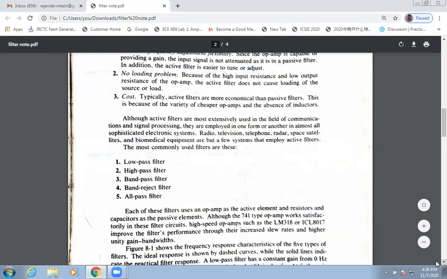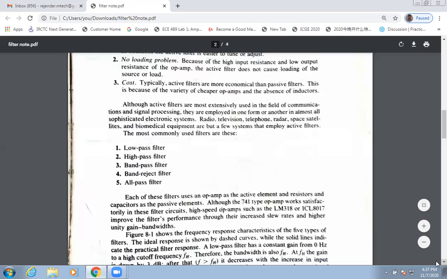Although 741 type op-amps work satisfactorily in these filters, high-speed op-amps such as LM318 or ICL8017 improve filter performance through their increased slew rate and higher unity gain bandwidth. So we can use a high-speed op-amp if we require better performance as compared to 741, which works satisfactorily in the designing of active filters.